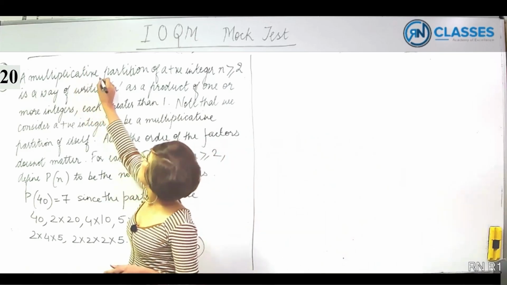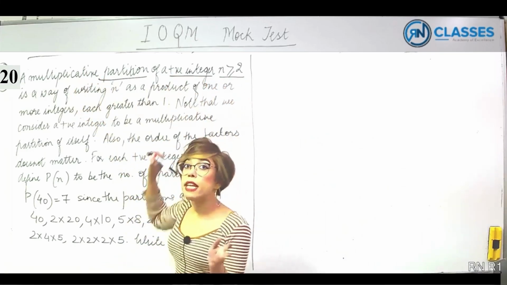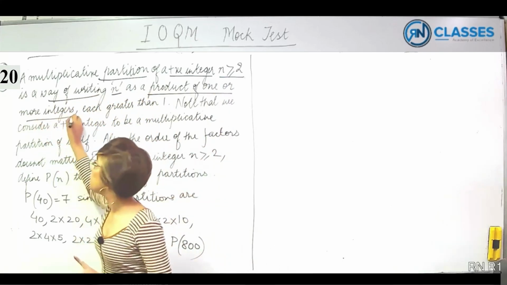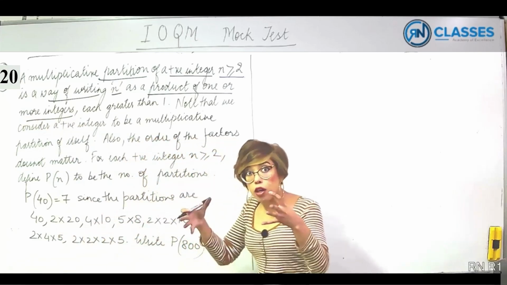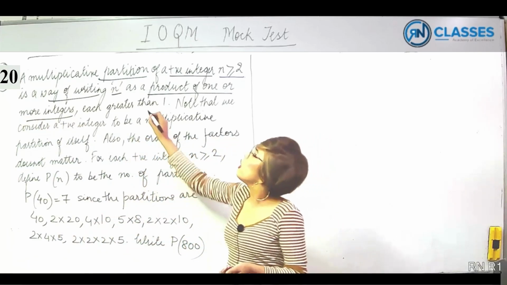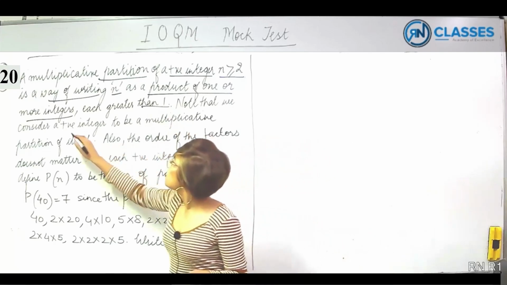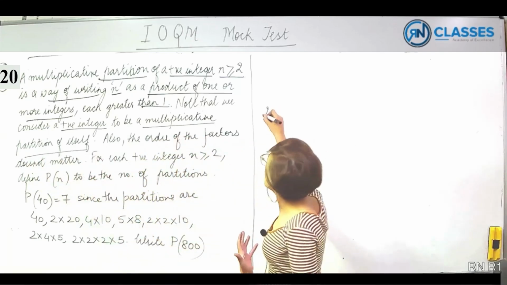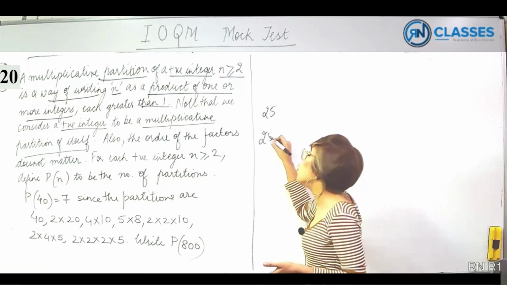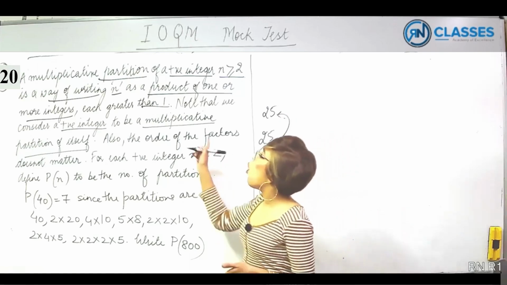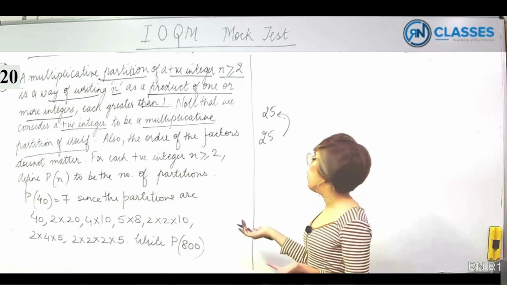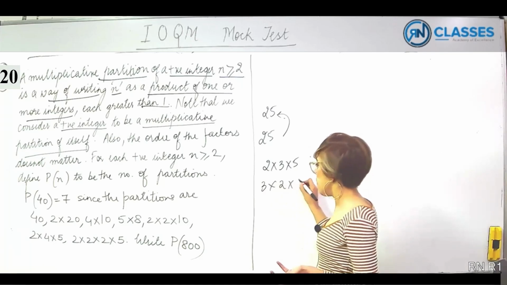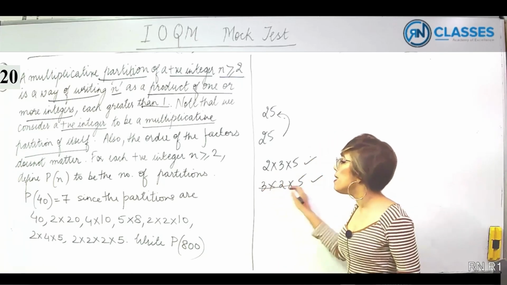A multiplicative partition of a positive integer n greater than or equal to 2 is a way of writing n as a product of one or more integers, each greater than 1. Note that we consider the positive integer to be a multiplicative partition of itself. That means if I have the number 25, the multiplicative partition 25 would also be there. Also, the order of the factors does not matter. Suppose in a multiplicative partition, 2 into 3 into 5 is there and 3 into 2 into 5 is there. Now, order does not matter. These are considered to be the same.